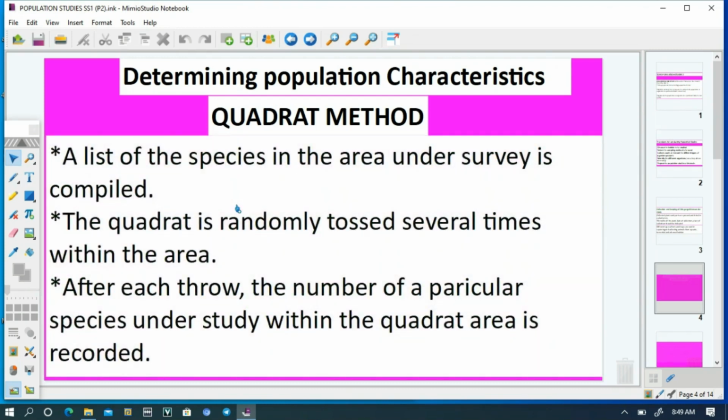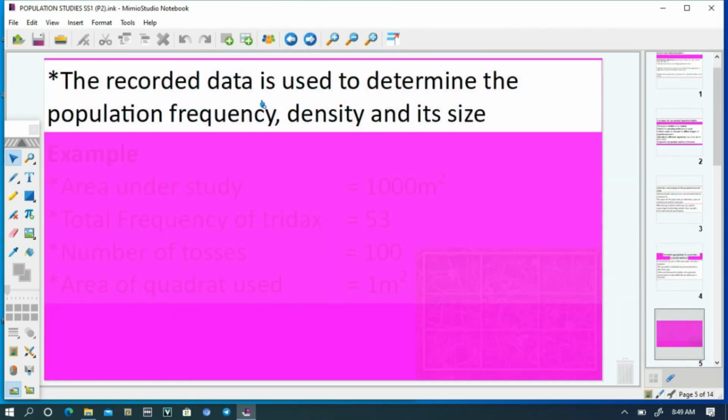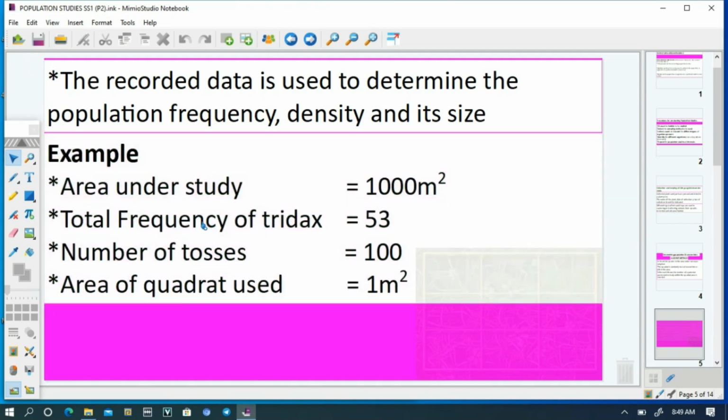A list of the species in the area under survey is compiled. The quadrat is randomly tossed several times within the area. After each throw, the number of a particular species under study within the quadrat area is recorded. The recorded data is used to determine the population frequency, density, and its size.